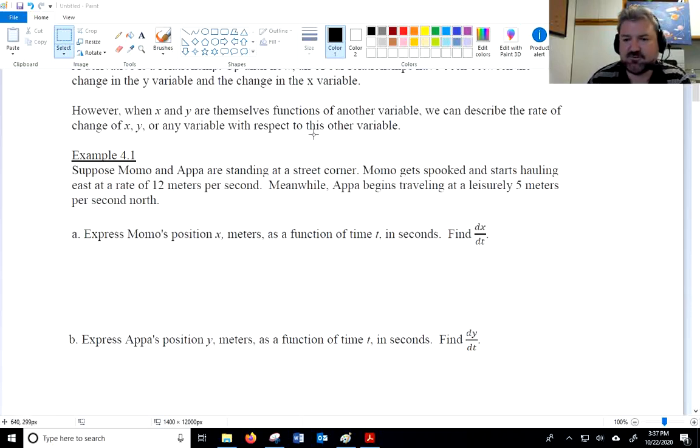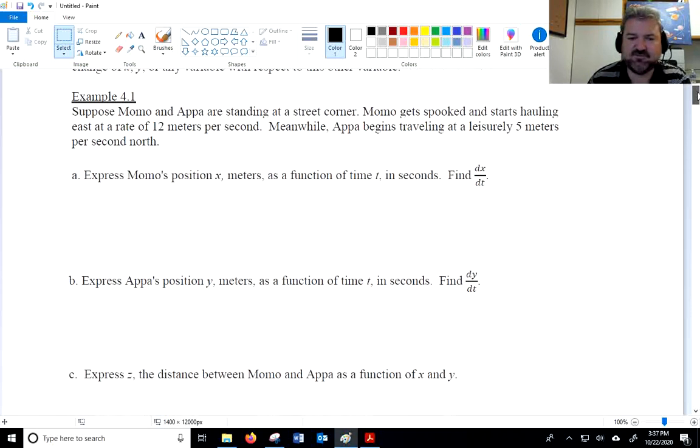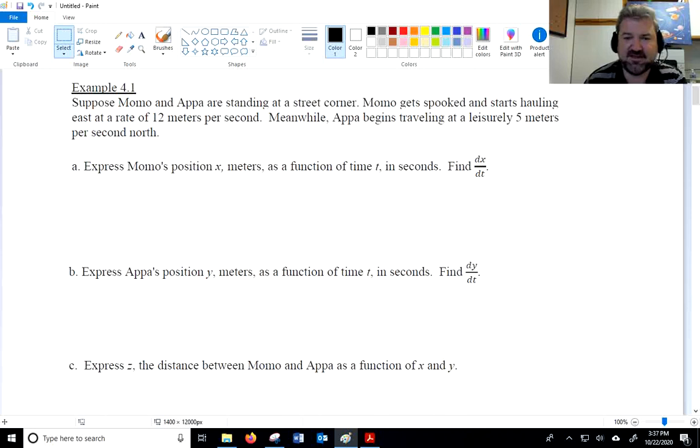So let's start with this example. Suppose Momo and Appa are standing at a street corner. Momo gets spooked and starts hauling east at a rate of 12 meters per second. Meanwhile, Appa begins traveling at a leisurely 5 meters per second north. Let's express Momo's position x meters as a function of time in seconds.